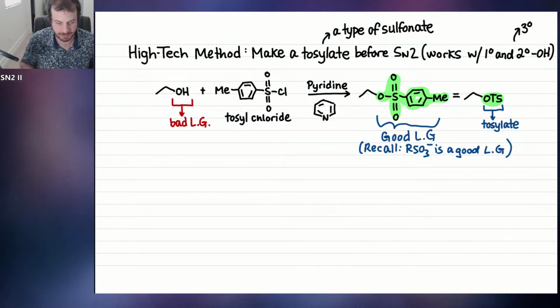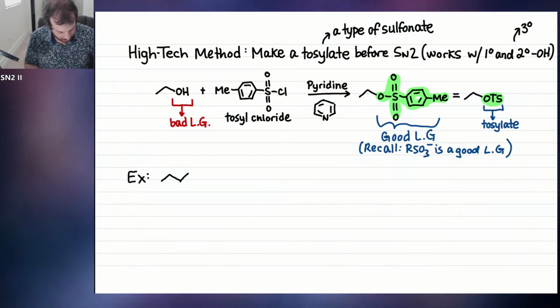Now, you don't have to worry about the mechanism for this reaction. There is a mechanism that converts the OH into the tosylate, but you don't need to know that mechanism. It's too complicated. Don't worry about it. So let's see how this reaction would look in practice. Okay, if we take, say, for example, this chiral alcohol, it's got that wedge there.